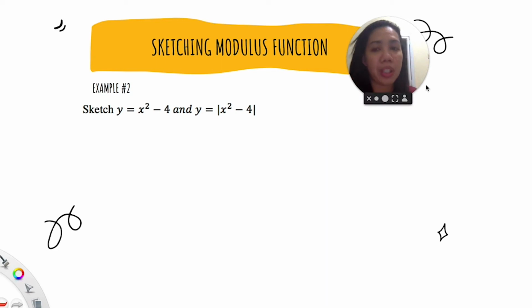The next thing we're going to see is the second example: sketch y equals x squared minus 4 and y equals the absolute value of x squared minus 4. We're going to see what the difference is between these functions. First things first, we're going to sketch y equals x squared minus 4.